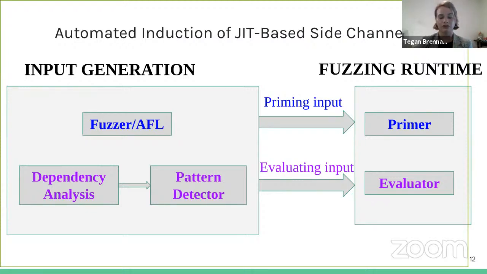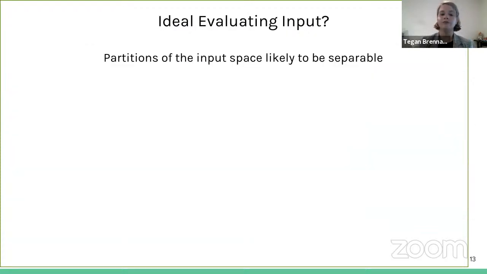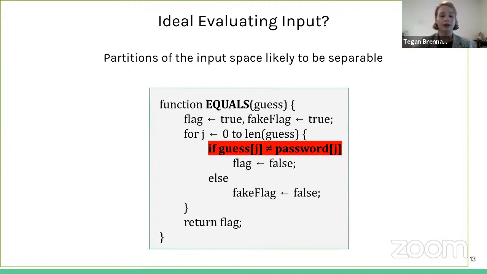Second, I turn my attention towards generating pairs of evaluating input. If pairs of evaluating input sets are separable via their execution time behavior, then a side channel in time has resulted in the runtime. In generating evaluating input, I ideally want to find partitions of the input space that are most likely to be separable. Returning to our running example, we can gain the intuition that these are partitions of the input space that differ on some secret dependent branch.